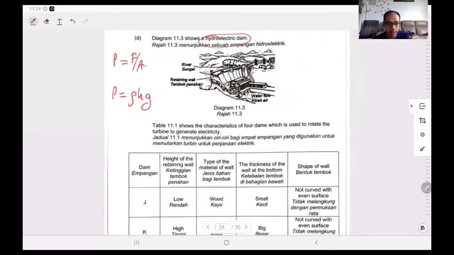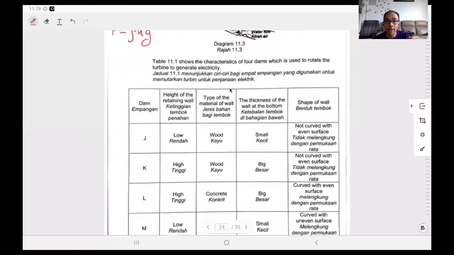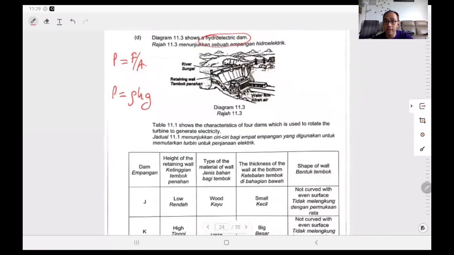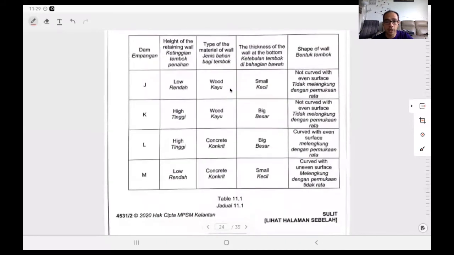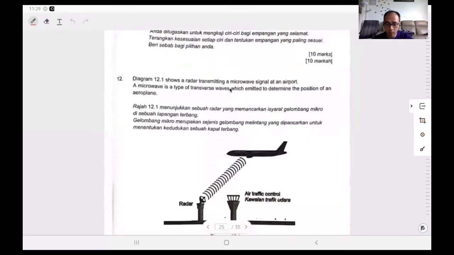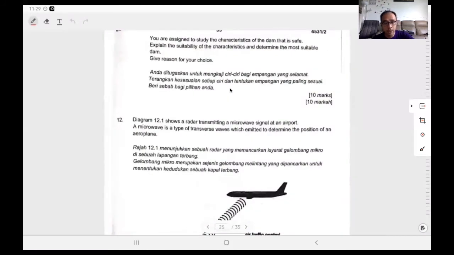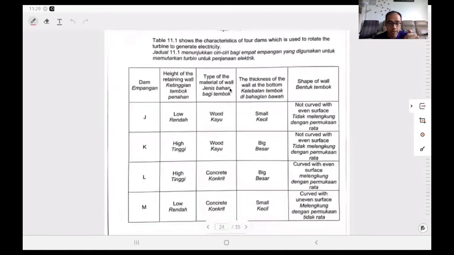Okay, so table 11.1 shows the characteristics of 4 dams, which are used to rotate the turbine to generate electricity. This question is an old question actually, but it hasn't come up for some time. Quite interesting lah. Okay, let's take a look at what we want in the question. So a dam that is safe, ini yang kita mau. We want to study the characteristics of the dam that is safe. So let's take a look.